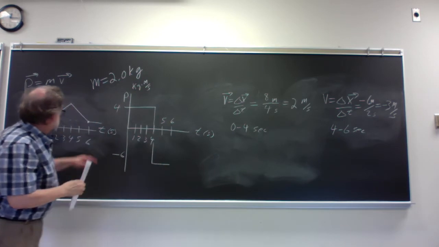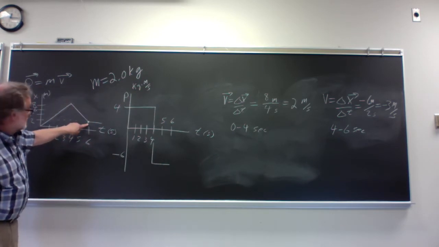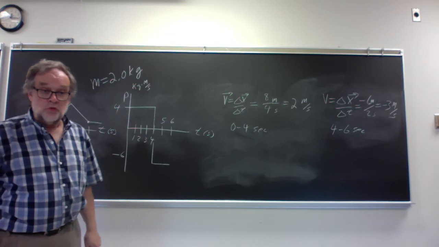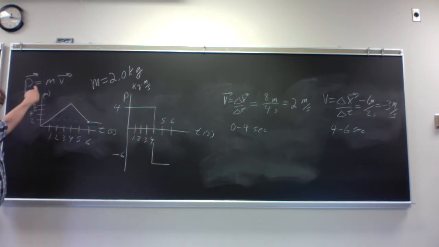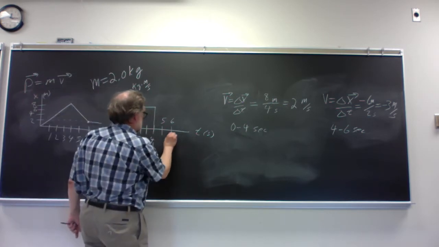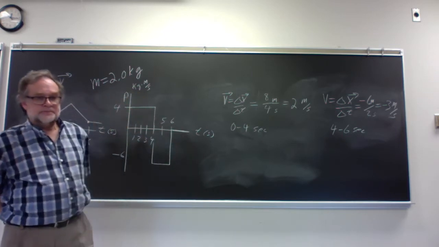But then, at 6 seconds, the object stops. From 6 seconds on, it stays at the same location. In other words, not moving, 0 velocity. And so 0 velocity means 0 momentum from 6 seconds on. Just like that.